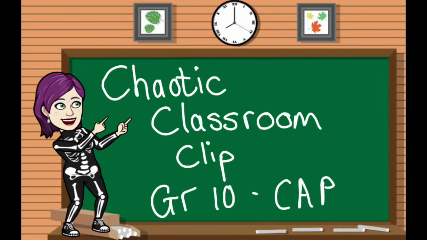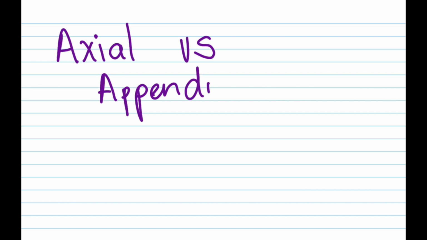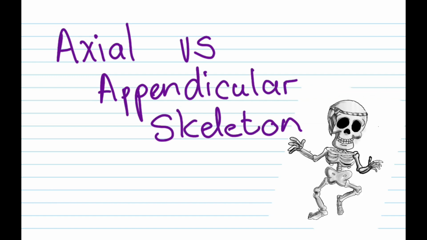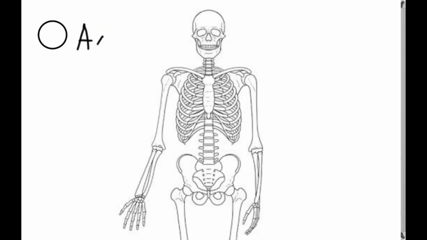This clip is aimed at grade 10 learners studying the CAP syllabus, and we are specifically going to focus on the difference between the axial skeleton and the appendicular skeleton. Now I'm going to color the skeleton into two colors. These two colors will represent the axial skeleton and the appendicular skeleton.